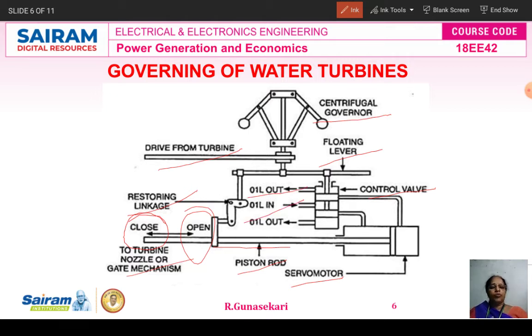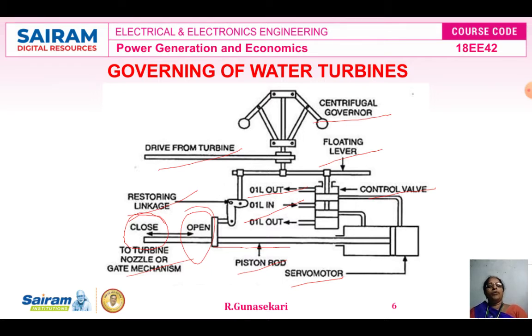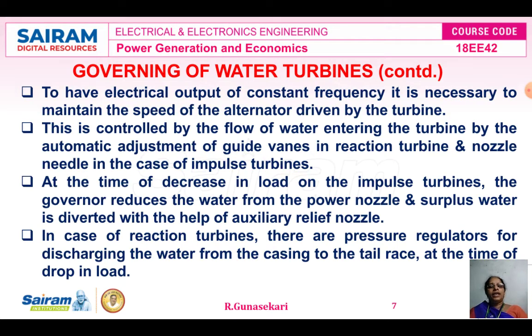The servo motor is controlled by the control valve mechanism. The drive from the turbine is attached to the floating lever, which is also attached to the centrifugal governor. This is the governing arrangement of the water turbine. Now we studied the technical points of the governing of water turbine.